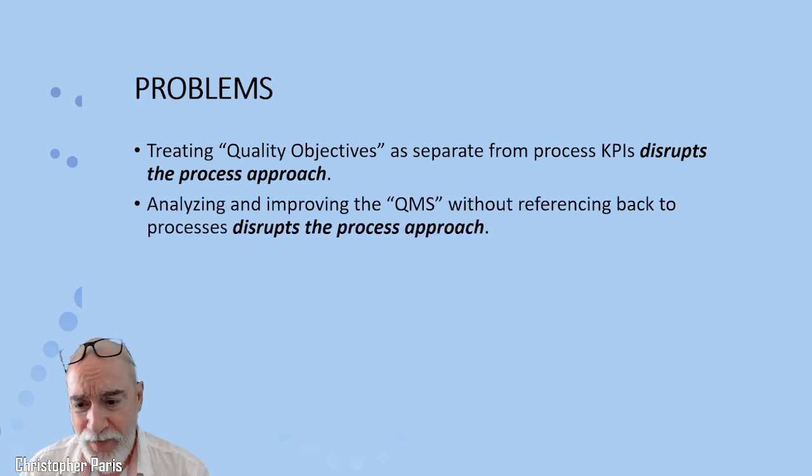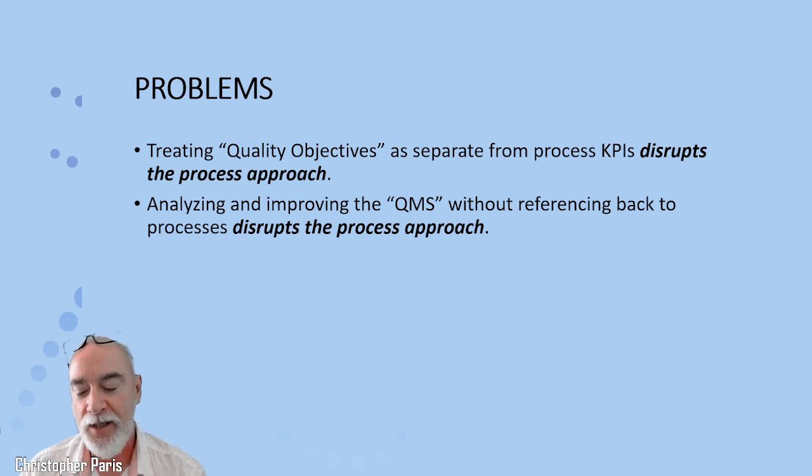Next, analyzing and improving the QMS without referencing back to the processes also disrupts the process approach. All of clause 9 and 10 never loop back to the process approach. They introduced the process approach in clause 4 and never went anywhere. They forgot about it. The authors of the standard forgot about the process approach literally by the time they got to clause 5. They've already moved on.